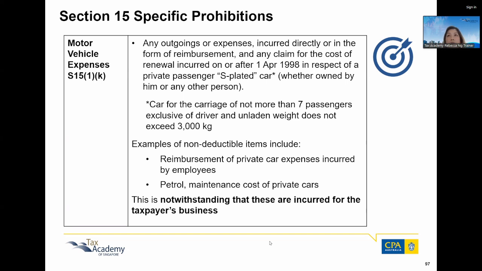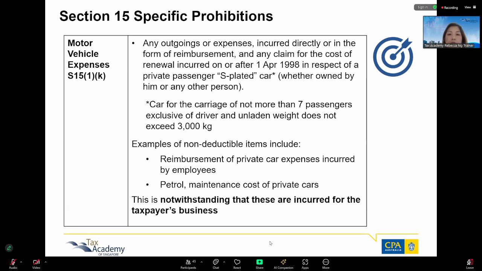And if the company has a motor vehicle van, okay, and this van is used for the daily delivery of goods and things like that, they are incurred for the purpose of deriving the income. So all these expenses, the petrol, maintenance of this commercial van can be allowable for deduction. Okay.